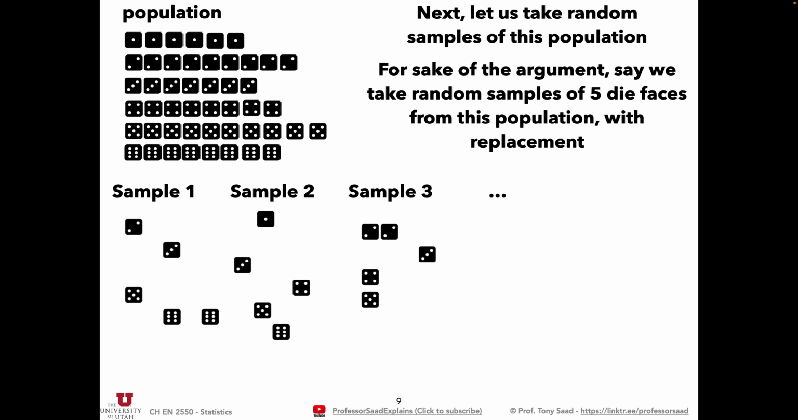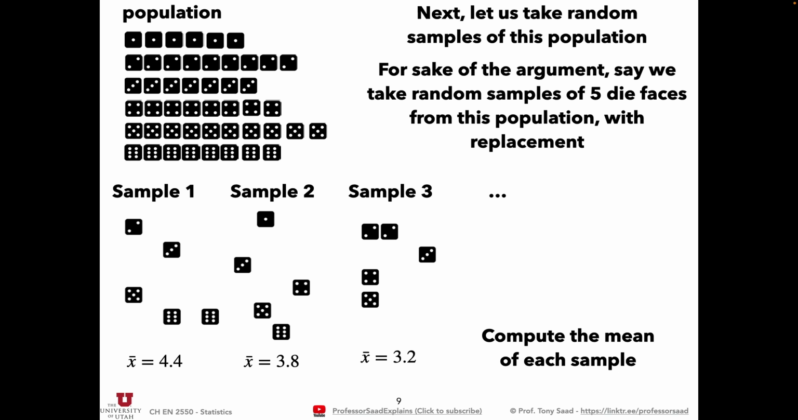All right. Next, what I want to do is compute the mean of each sample, the mean value of each sample. So in this case, for example, for this first sample, I have 2 plus 3 plus 5 plus 6 plus 6 over 5. It's a simple arithmetic mean. Just add the faces and divide by the number in the sample, so you get 4.4. In this case, we got 3.8. That's 1 plus 3 plus 4 plus 5 plus 6 over 5. And then in this case, 2 plus 2 plus 3 plus 4 plus 5 over 5. You got 3.2, and so on. You do that for all of those samples. You can do as many samples as you like.